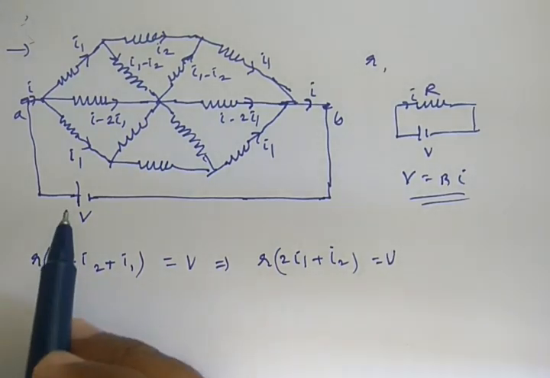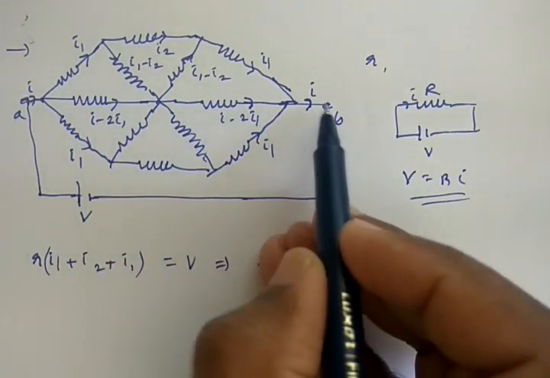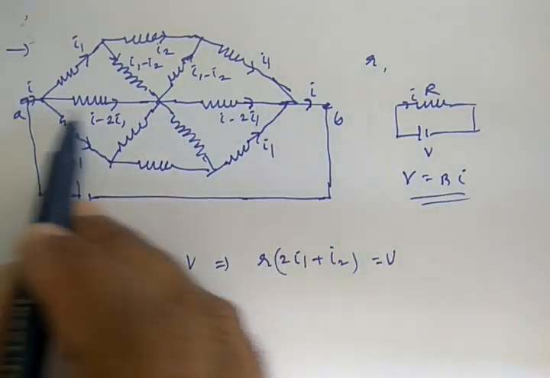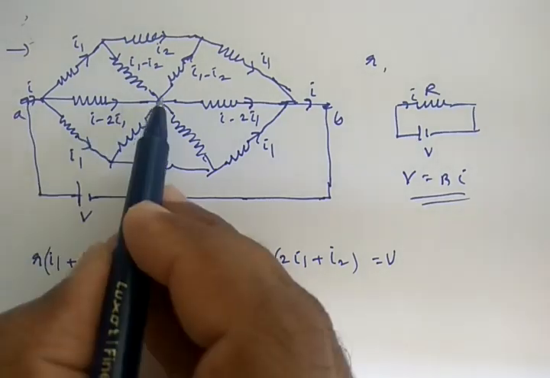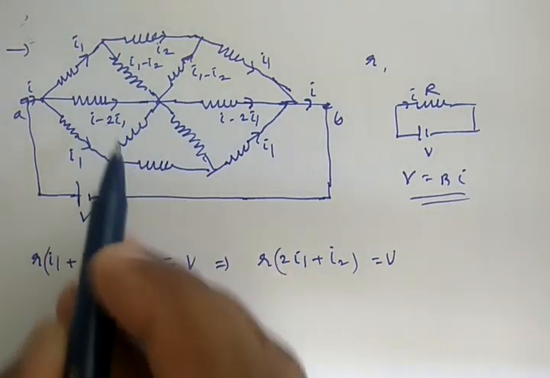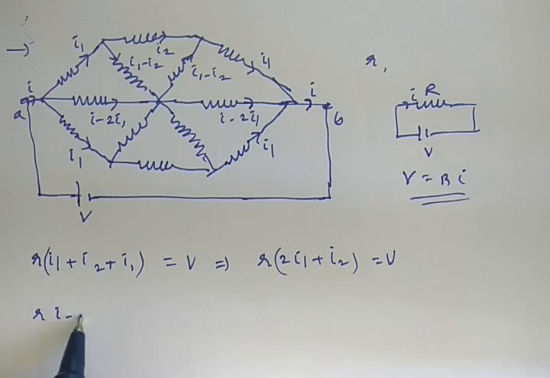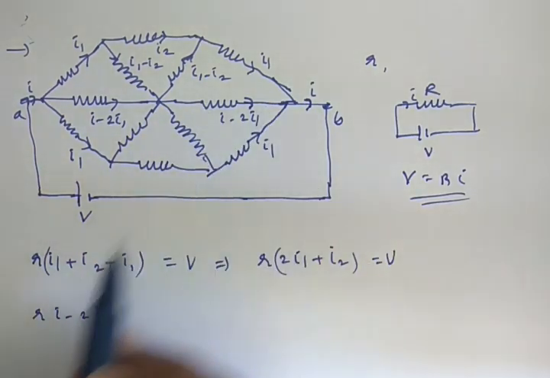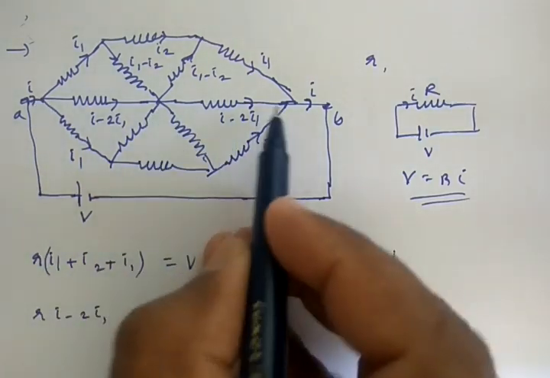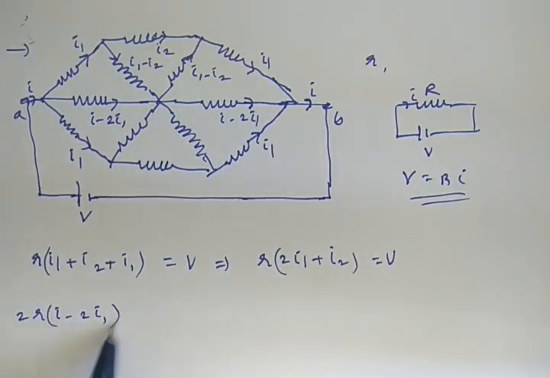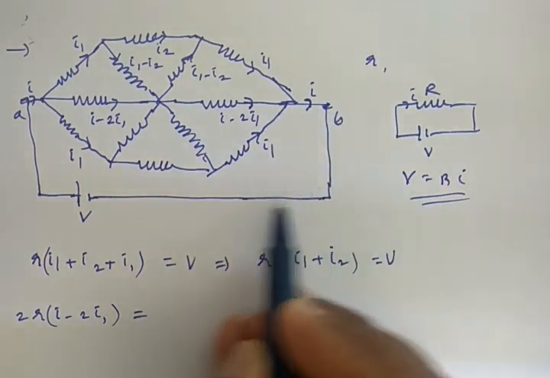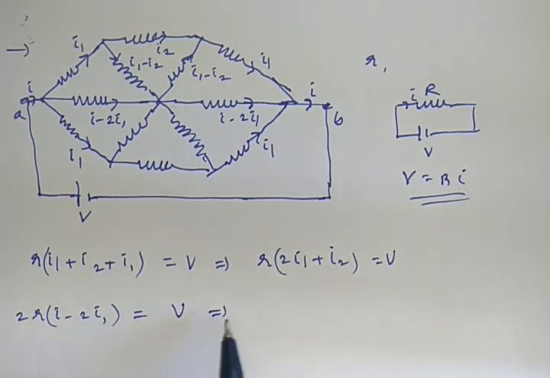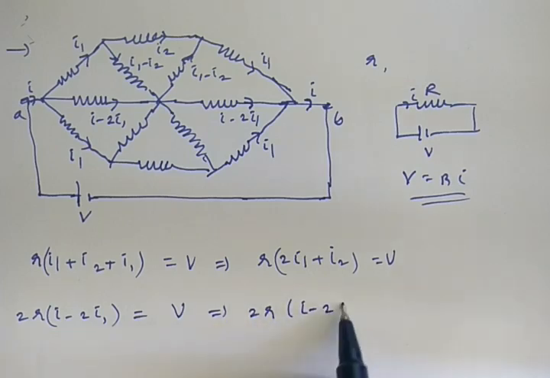So you can take one more loop, this loop. Let us take this line. The voltage across this one is R into I minus 2 I1, and the voltage across this one is also the same. So you can write down the voltage across this plus that, that is 2R into I minus I1, that equals V. So this implies 2R into I minus I1 equals V. These are the two equations.